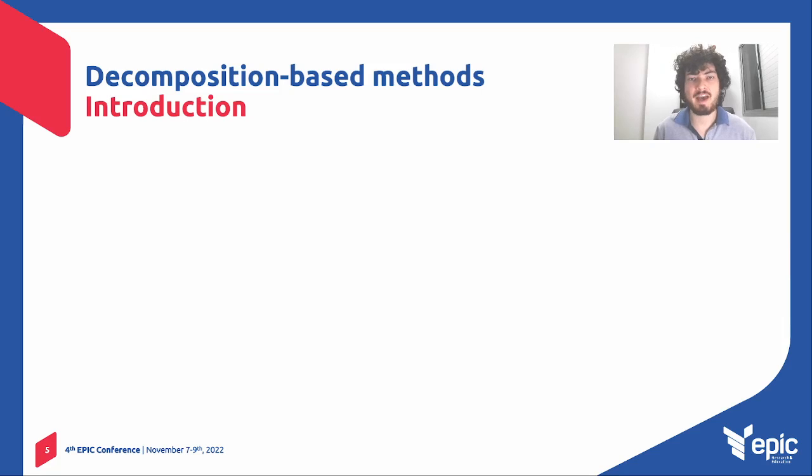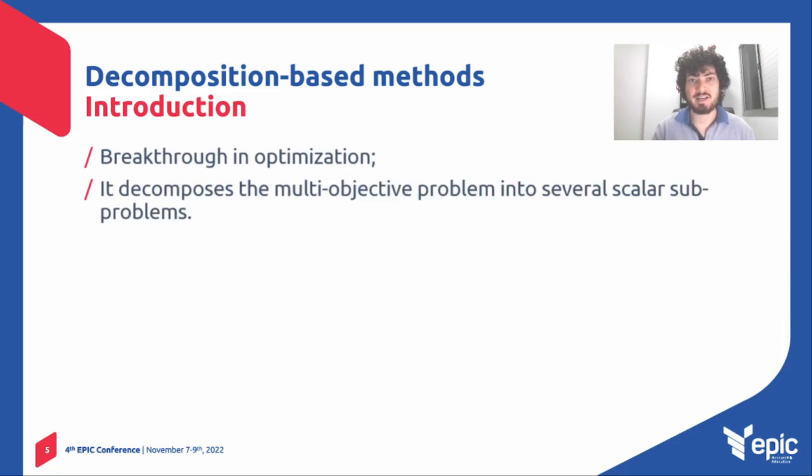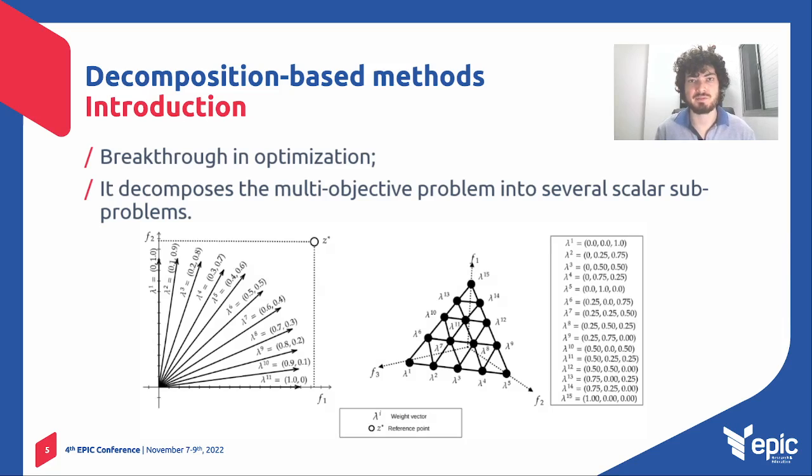In our work, we have been using the decomposition-based evolutionary algorithms. This category of algorithm is considered a breakthrough in optimization, because they can decompose the multi-objective optimization problem into several scalar subproblems that are optimized simultaneously. To do that, the decomposition-based methods create a uniform distribution of weight vectors. In this image, I show this idea in a bi-objective problem and a three-objective problem.